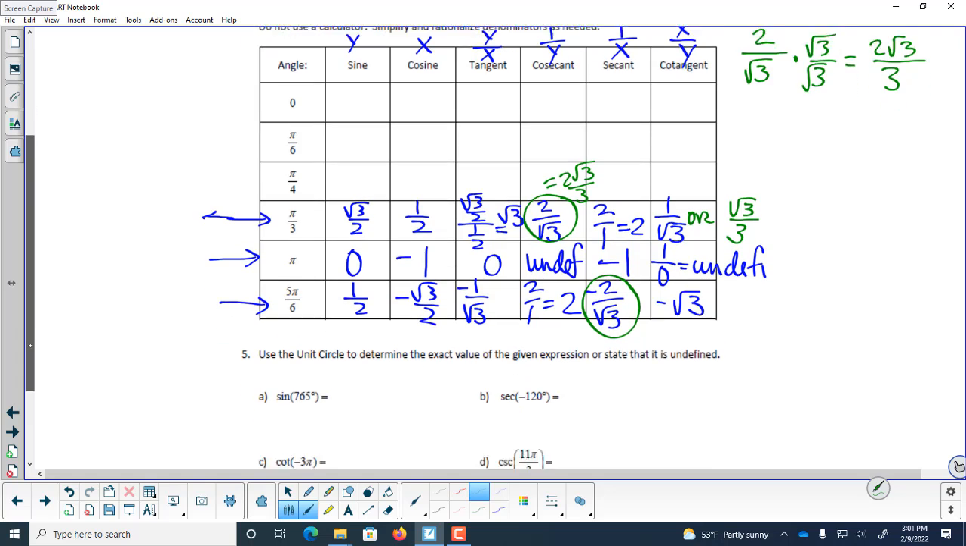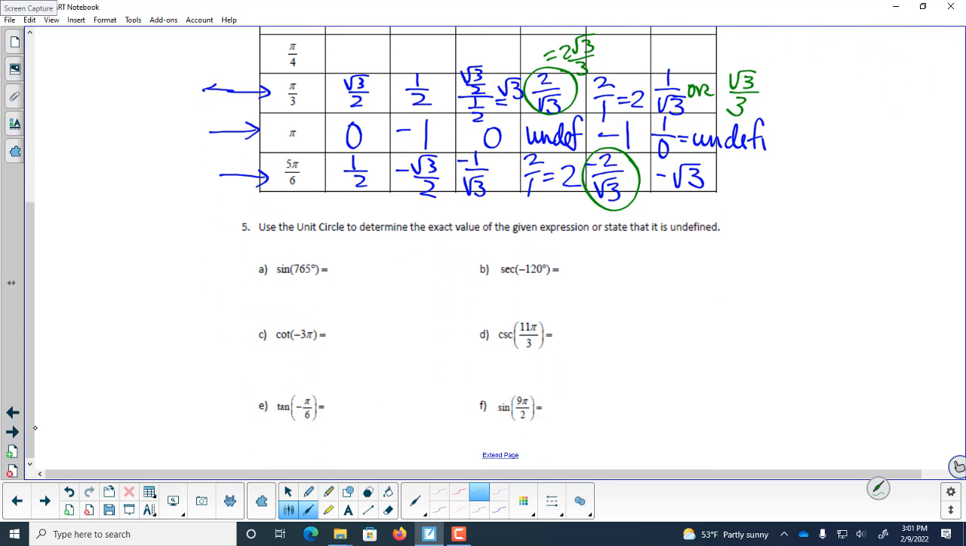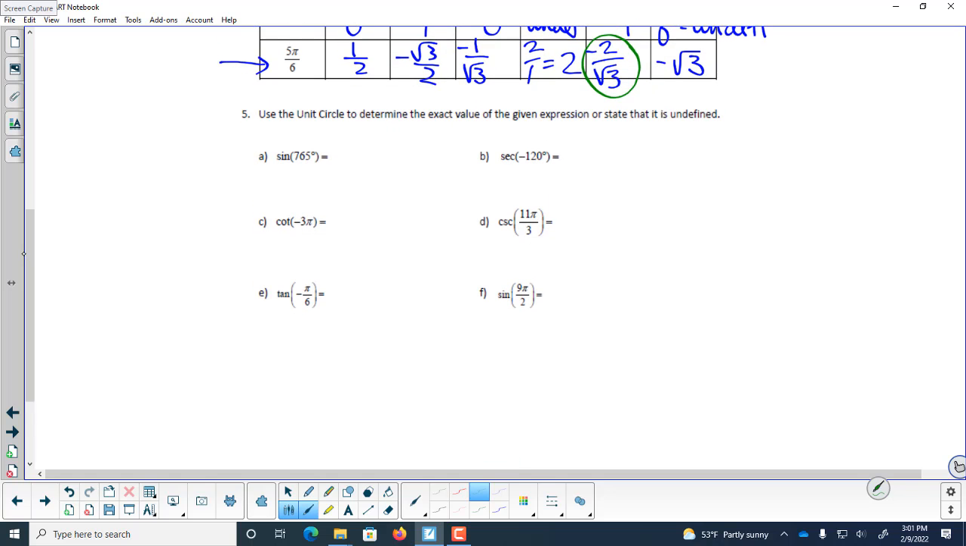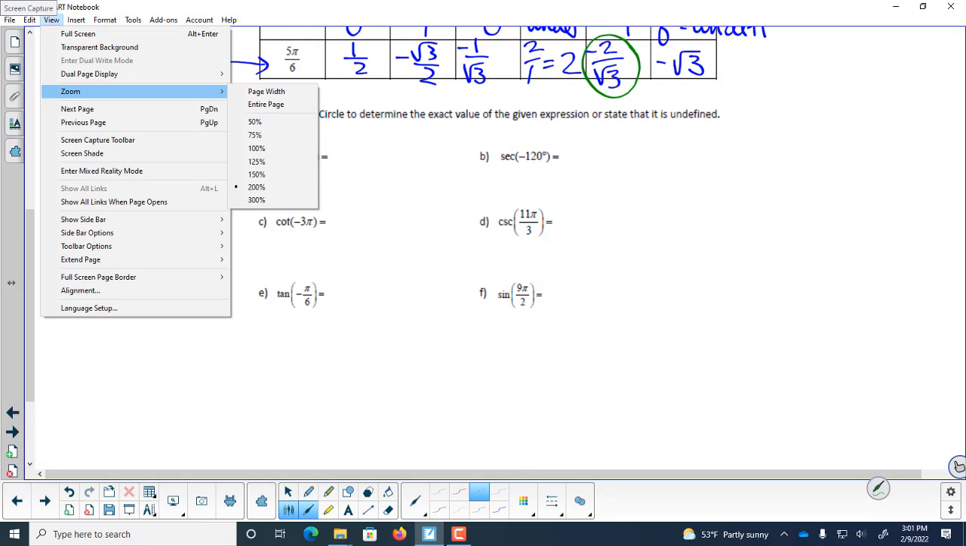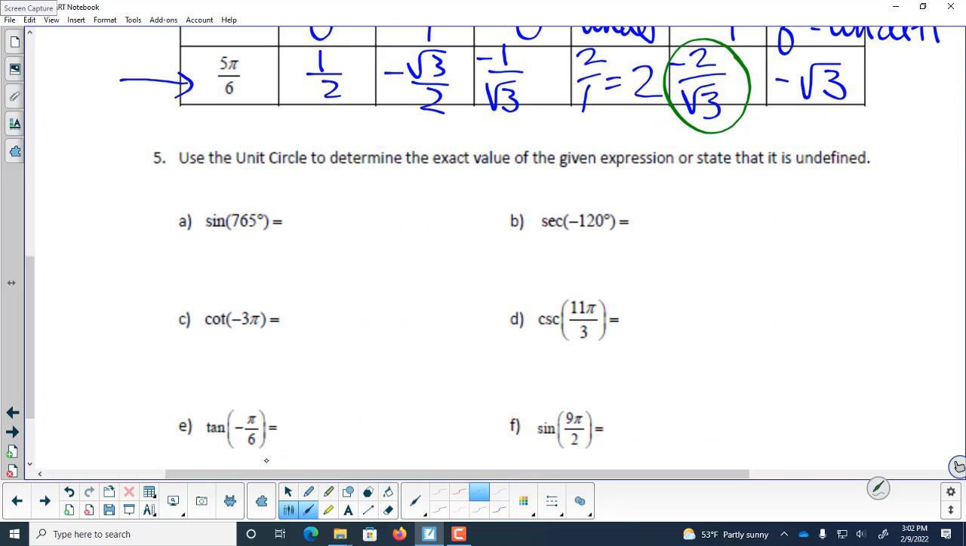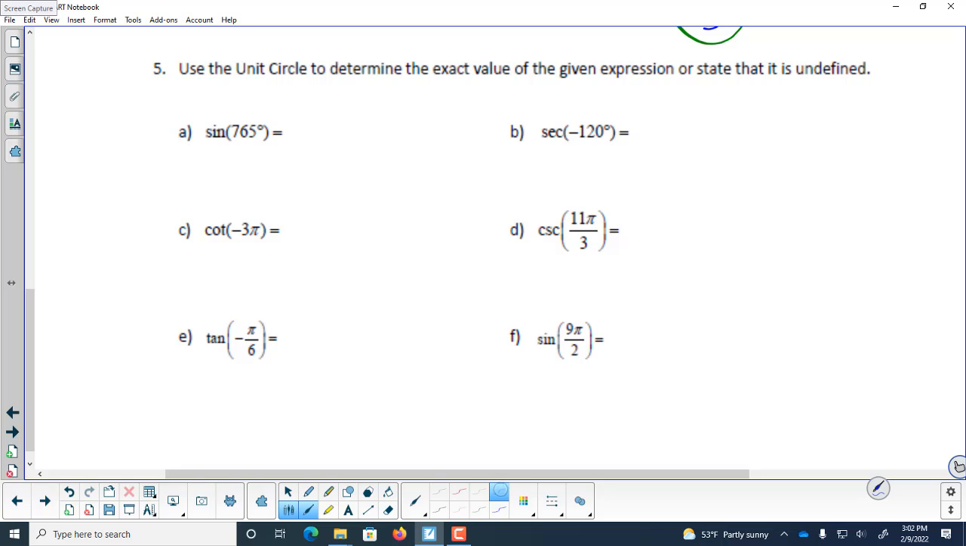I do want to hit on a couple of these that are different. So how do you get these angles? Like 765 is not on the unit circle. Oh, and this is a bummer. I don't have my unit circle here, but that's okay. We can wing it. Oops, I need to zoom. Does that help? Ooh, that's not good. Well, maybe I can do this. Okay, that's better. Can you see that better? Okay, so 765 is not on the unit circle.